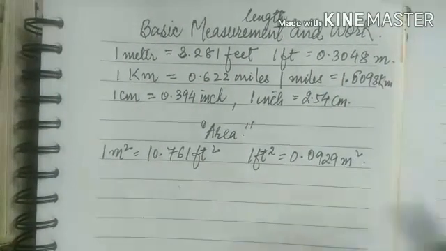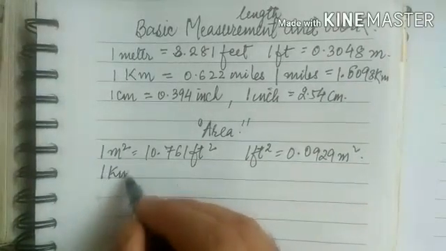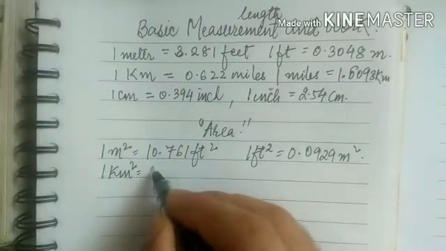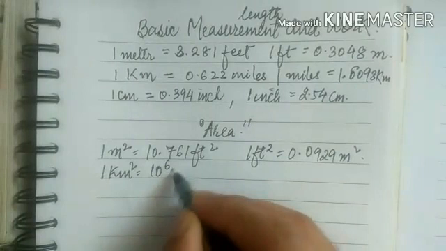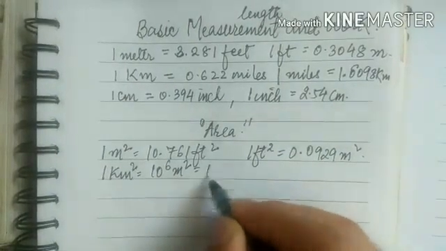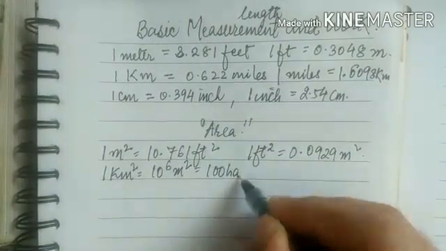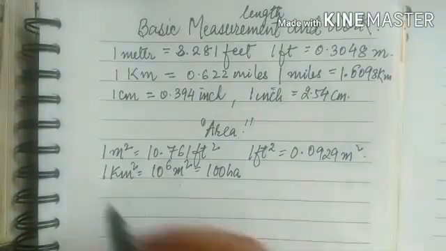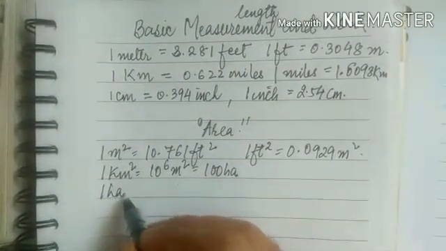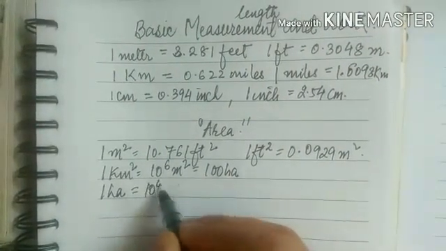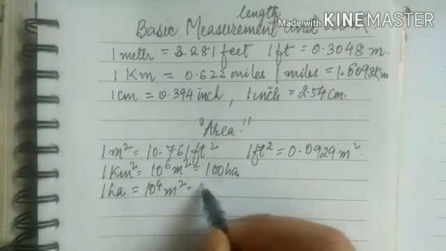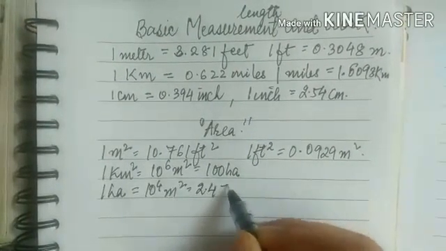Okay, these are the conversions. And if we take the kilometer square, which is a bigger unit than the meter square, then it is 10 to the power 6 meter squares. It's equal to 100 hectares. If you convert that, 1 hectare is 10 to the power 4 meters square, and it is 2.47 acres.